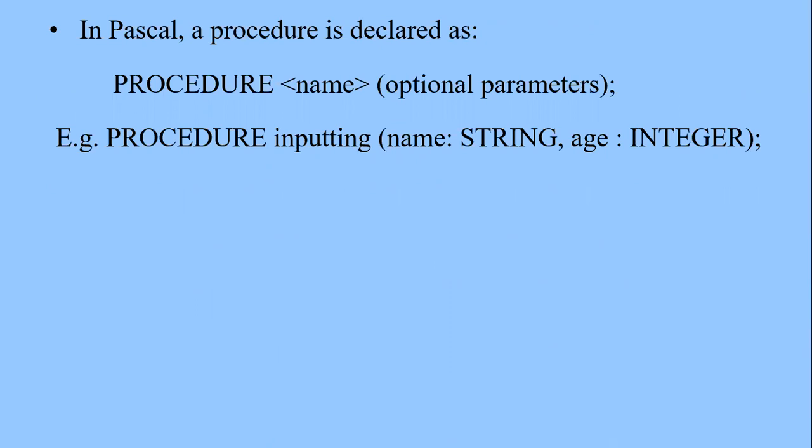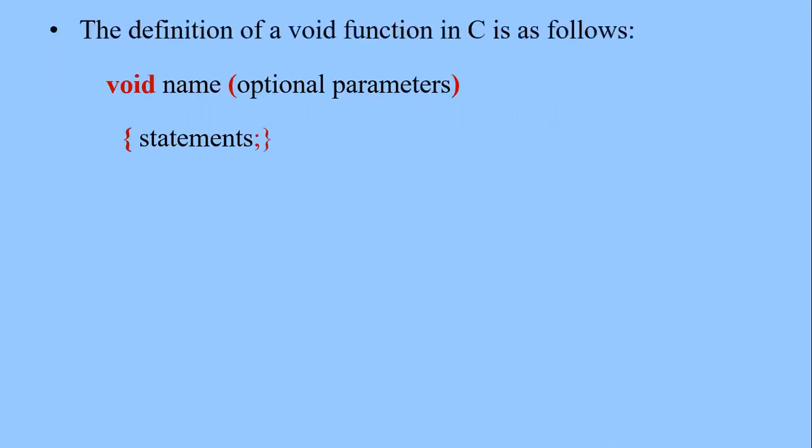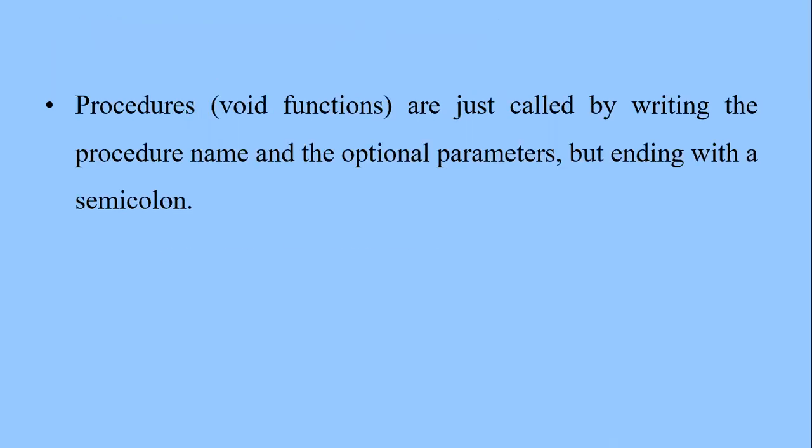So in the call statement, we are going to have inputting, and then we have a value to be passed as name and another value to be passed as age. So we are going to have a name or a string of characters being passed as name and an integer or a value being passed and received as age under the parameter. And therefore, our call statement has inputting, then we have name and age, terminated with a semicolon.